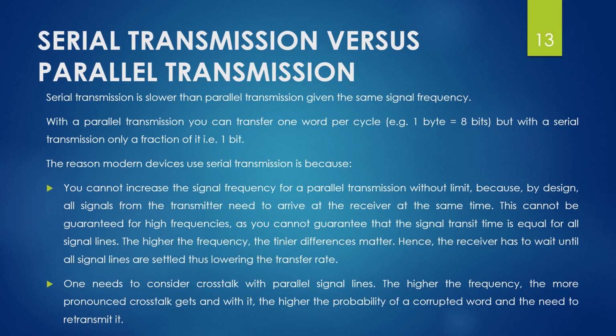One needs to consider crosstalk with parallel signal lines. The higher the frequency, the more pronounced crosstalk gets, and with it, the higher the probability of a corrupted word and the need to retransmit it.